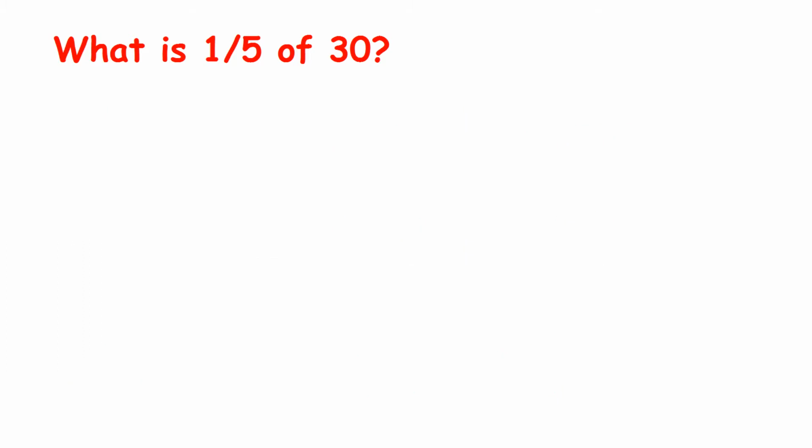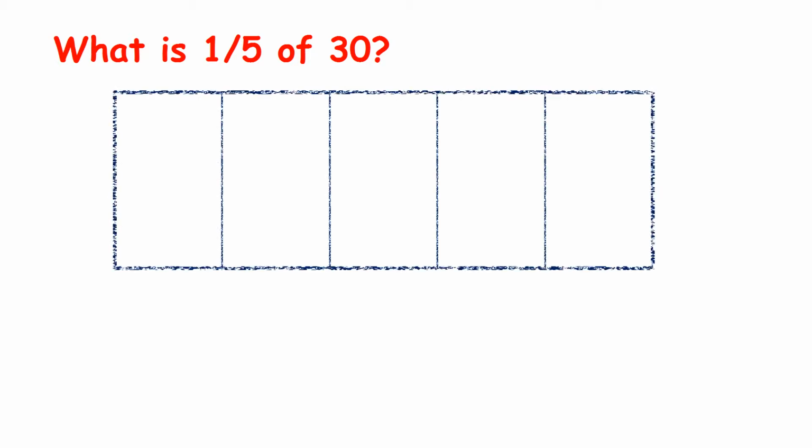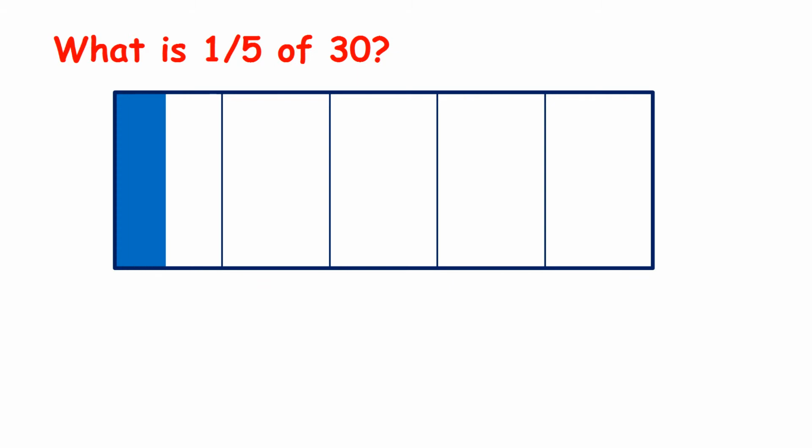Now we have, what is 1/5 of 30? If we have 1/5 of a shape, we know that we have 1 part out of 5. So now pause the video and see if you can find 1/5 of 30. So let's share out 30 between our 5 parts.